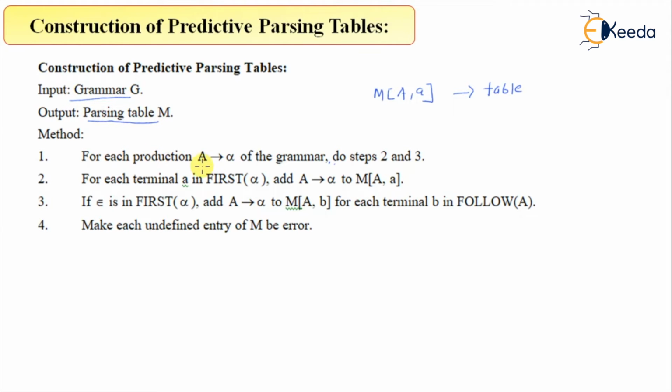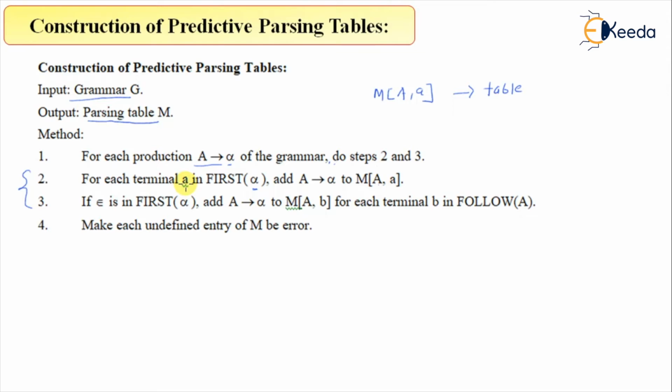For each production A derive alpha of the grammar, do steps 2 and 3. So we have to repeat these two steps. For each terminal a in first of alpha, first we have to compute, for every production, first of alpha. Alpha is on the right hand side of the production. Add A derive alpha to M[A, a].